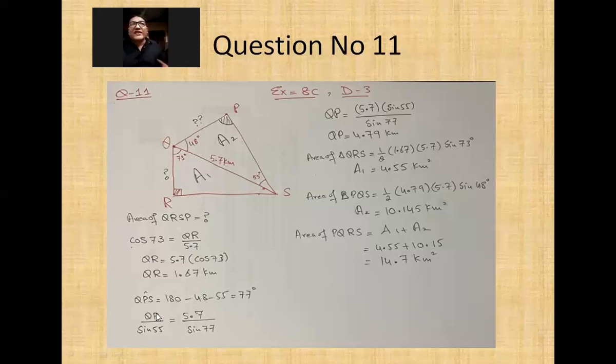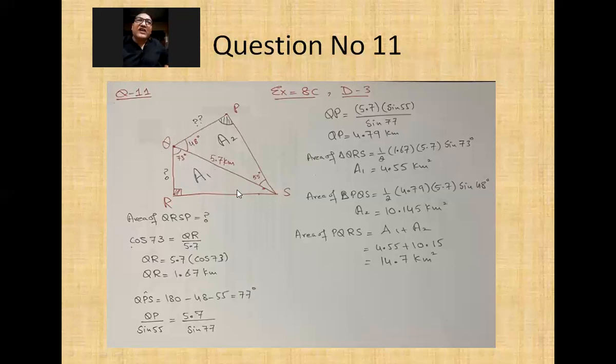So I will use the sine rule. QP divided by sin 55 equals 5.7 divided by sin 77. So QP will be equal to 5.7 multiplied by sin 55 divided by sin 77. In your calculator, this is how you will enter: 5.7 multiply sin 55 equals, divided by sin 77 equals. So QP will be 4.79.